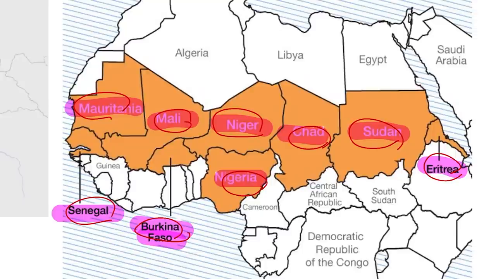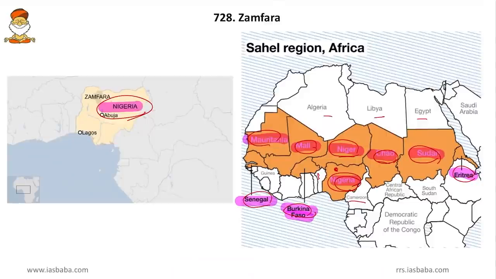And friends, north of the Sahel region lies the Maghreb region. So Algeria, Libya, Egypt, they come to the Maghreb region, not to the Sahel region. So this fact we will remember here itself. And friends, Nigeria comes here and Zamfara comes in the north of Nigeria. In this context, the neighbors of Nigeria, that is Cameroon in the east, then Chad in the northeast and Niger in the north, and then Ghana in the west, are to be remembered. So this is a brief account of the Sahel region and Zamfara.